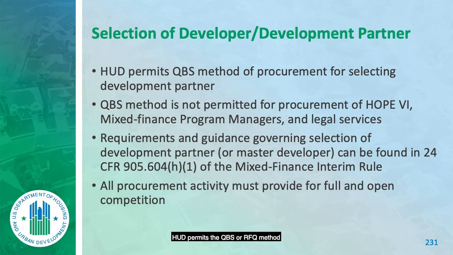HUD permits the QBS or RFQ method for selecting a developer partner, but it is not permitted for procurement of HOPE VI, mixed finance, program manager, or legal services. You have to do an RFP, okay?